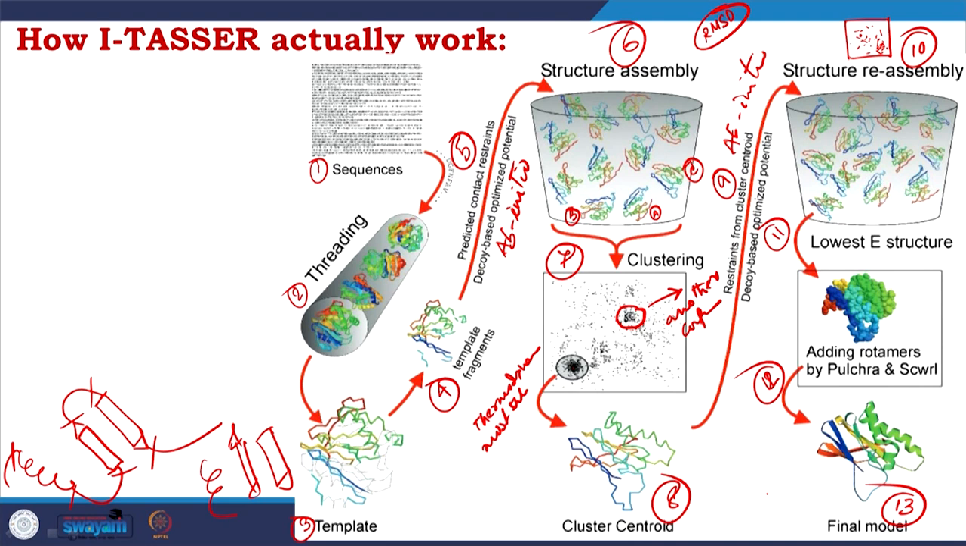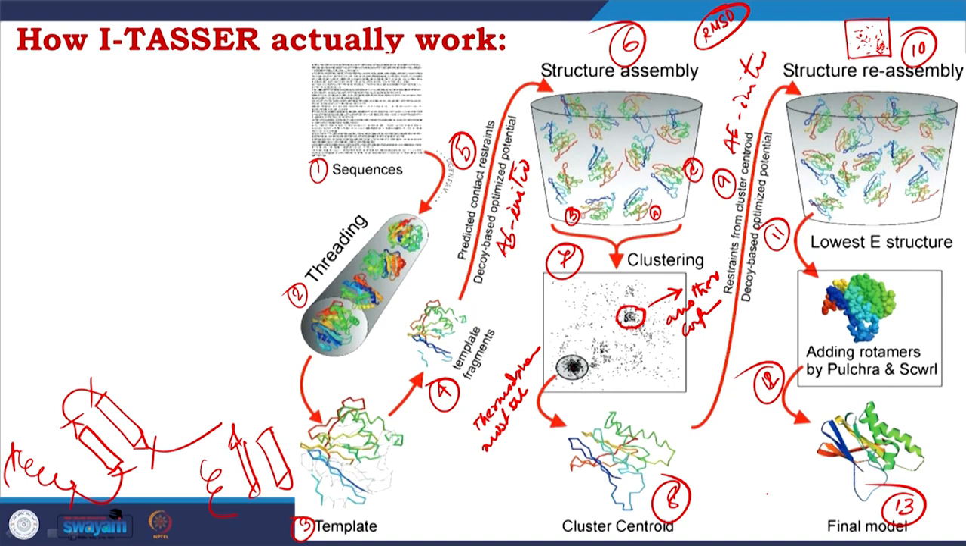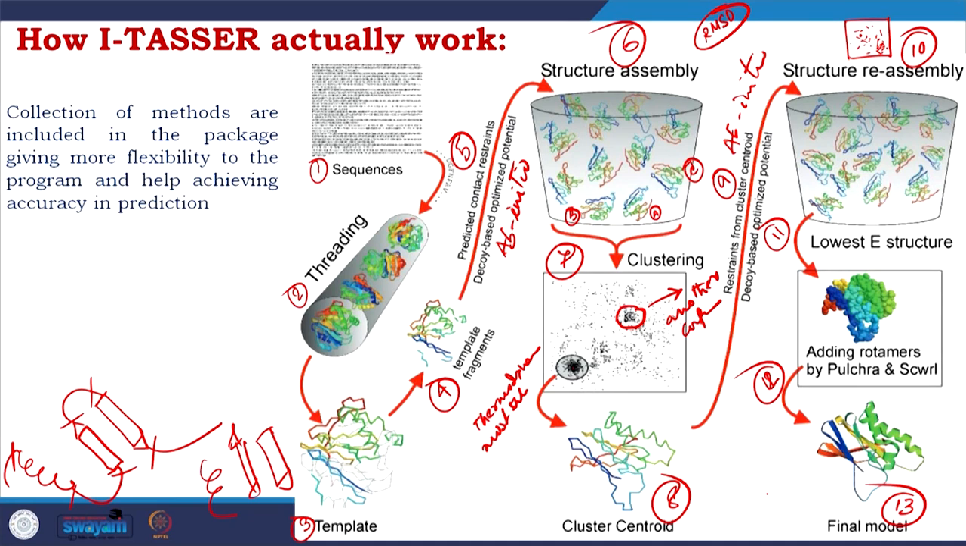So, how does I-TASSER work? The fact I want to draw your attention to is that we said the process is made by ab initio, right? But if you see, there is threading, there is statistics, there is energy minimization, and there is rotamer library involvement. That is what I am trying to say. Developing one ab initio does not make the process successful. It needs the help of other methods. So, though I-TASSER and Rosetta are called ab initio methods, they are basically a mixture of everything. A collection of methods is included in the package, giving more flexibility to the program and helping achieve accuracy in prediction.